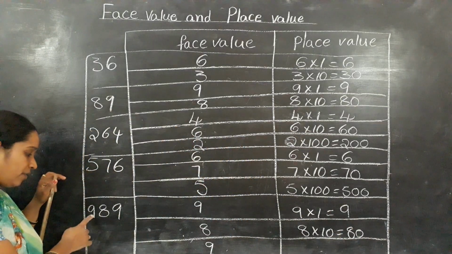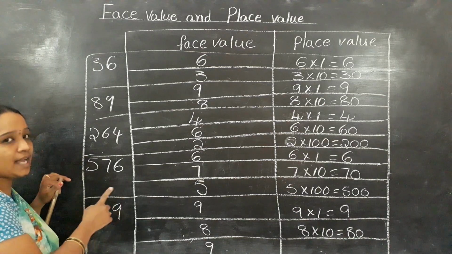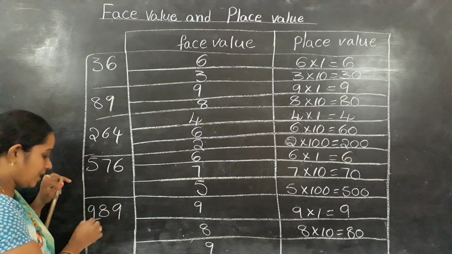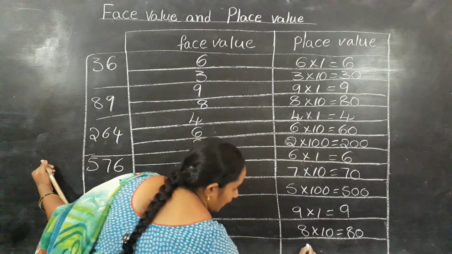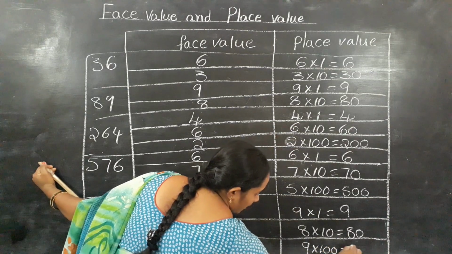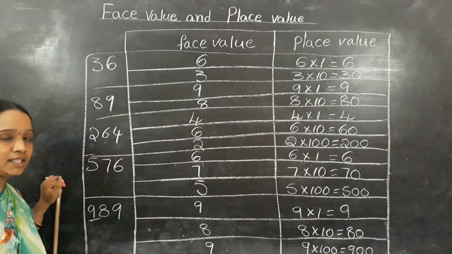Next one, the value of 9. Here two 9's are here. One is in 1's place and another one is in 100's place. So, this 9 is in 1's place. The other 9 is in 100's place. 9 into 100, 900. Okay, children?